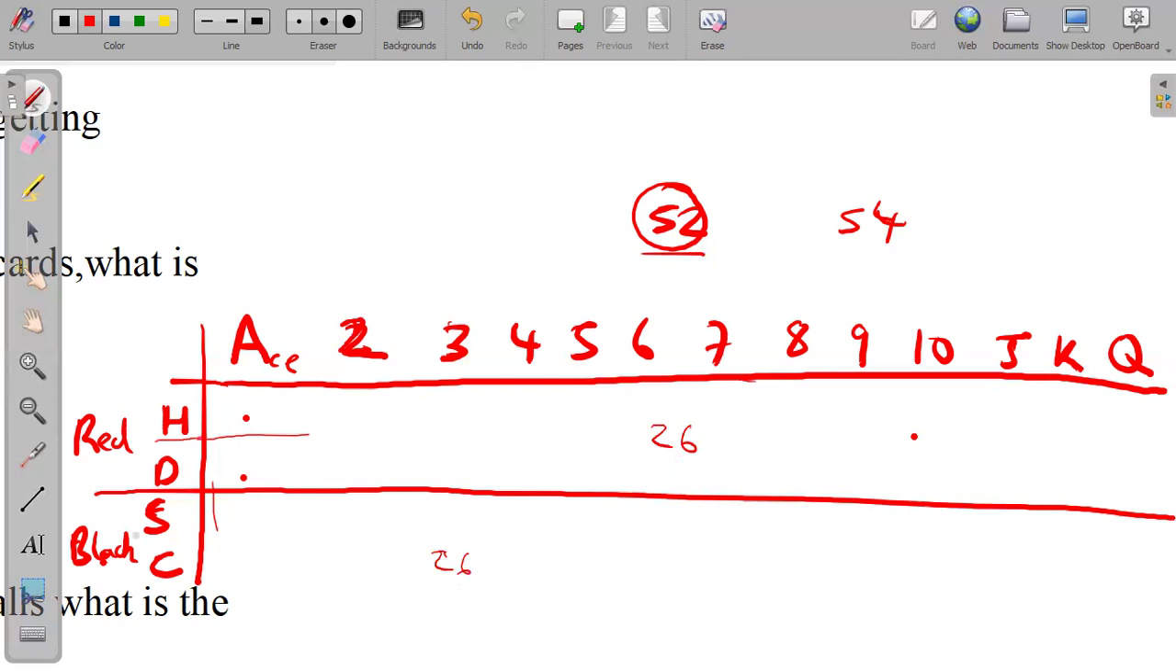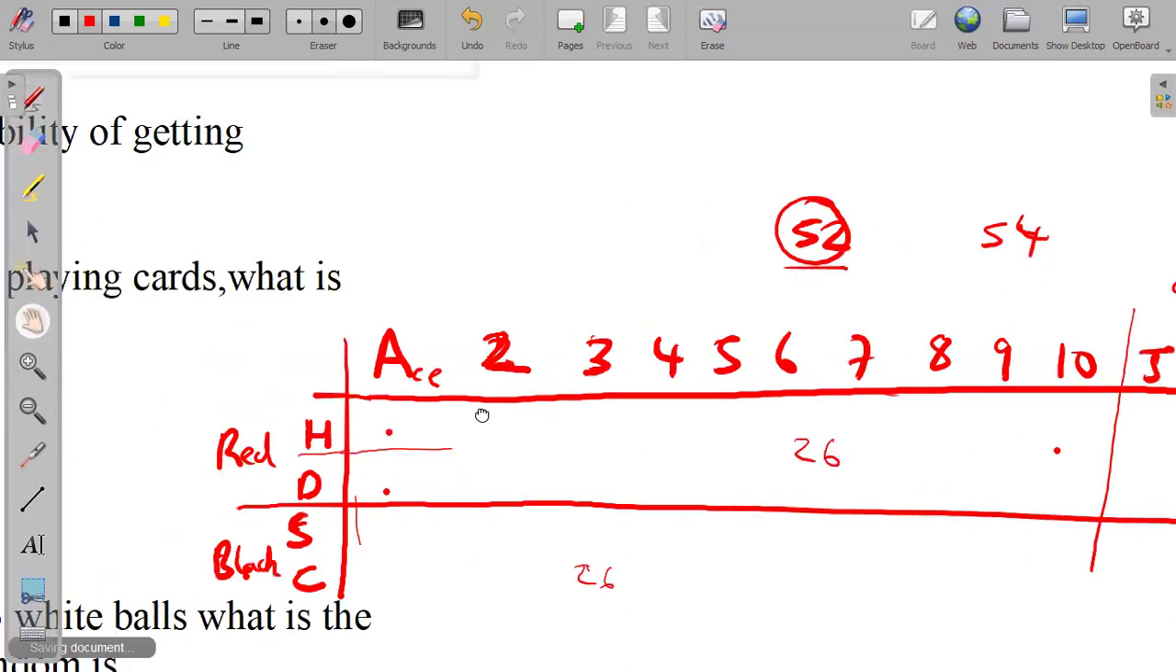So let's go quickly into questions. Mind you, do not forget that we have the court cards or the face cards. These are court cards or face cards. So let's quickly go to questions now that we have this information.